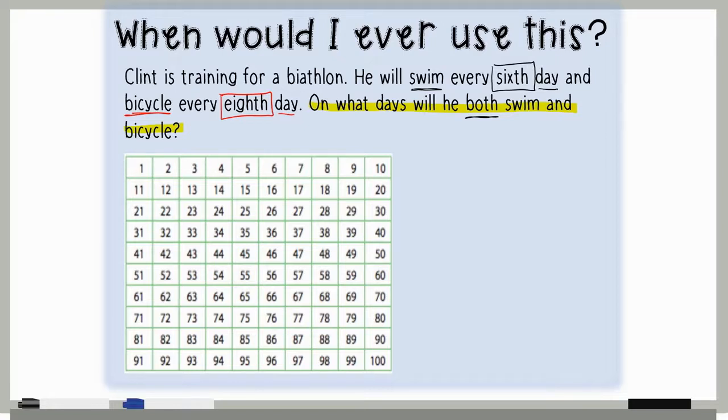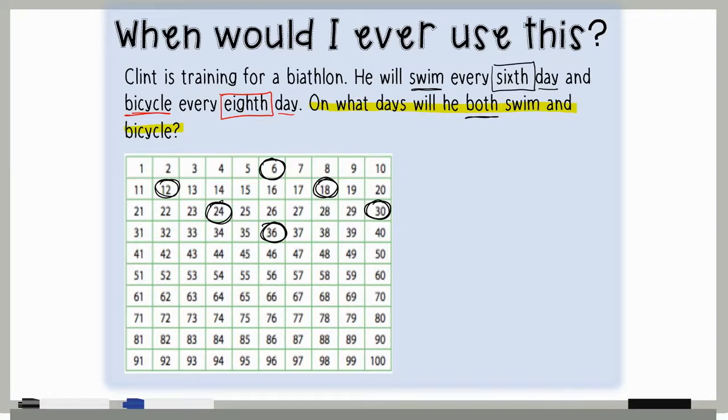So what this means is every 6th day, so I'm going to go back to my black pen, every 6th day he's going to swim. So on day 6, he swims. Another 6 days, which is day 12 of his training, he swims. Another 6 days, which is day 18, he swims. Notice all these numbers that I'm circling, they're the multiples of 6. All right?